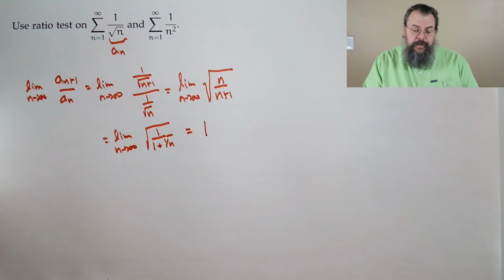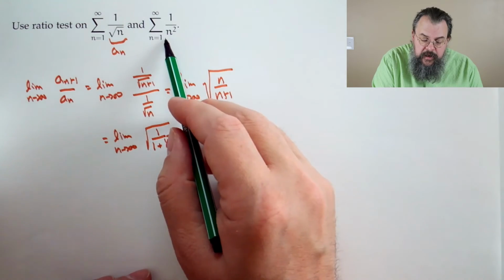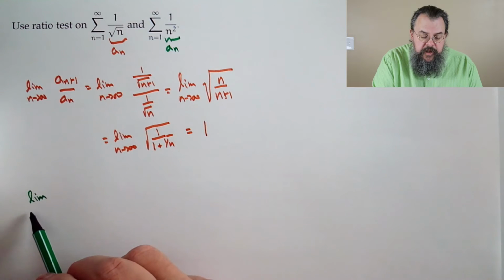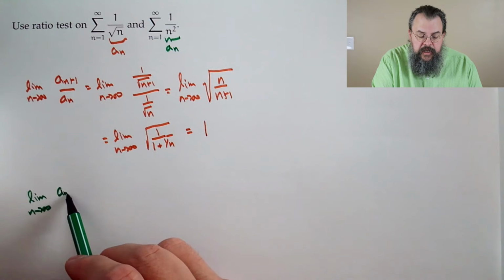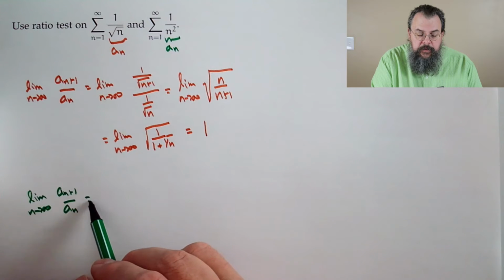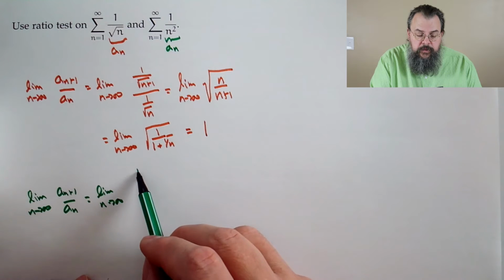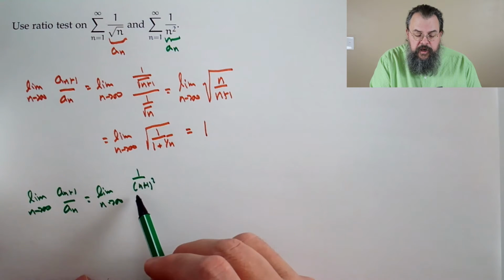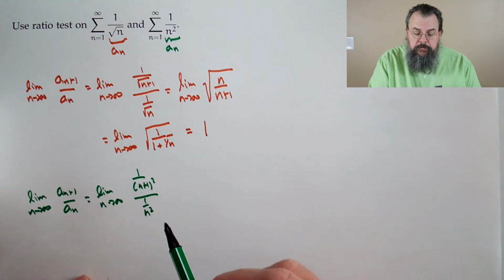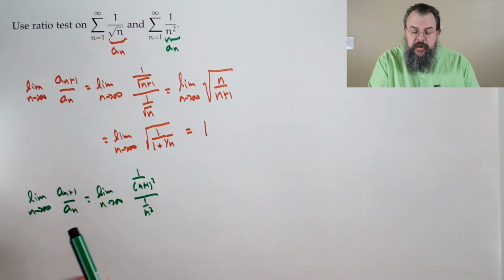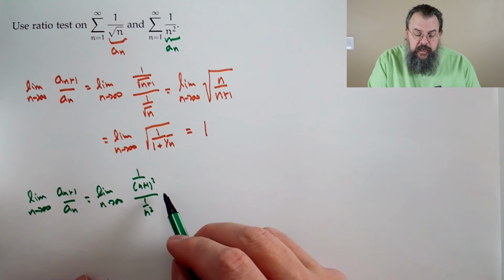All right, well, okay, that's that. Let's do this one now. And here, we'll call this a sub n, and do a similar thing. Limit as n goes to infinity, a n plus 1 over a n. Well, that's the limit as n goes to infinity of 1 over n plus 1 squared divided by 1 over n squared. Okay, so far so good. A n plus 1, just everywhere you see an n, put an n plus 1, and then just copy it down.